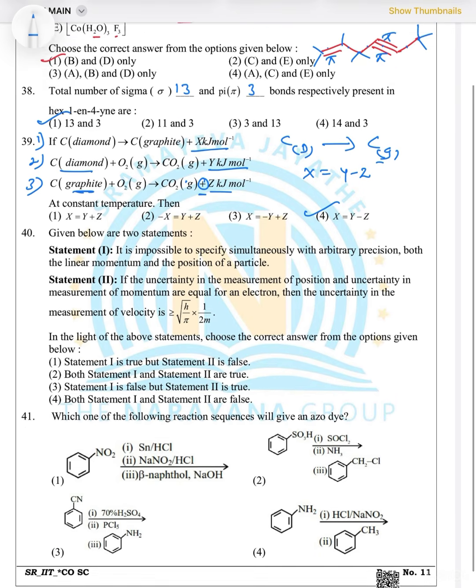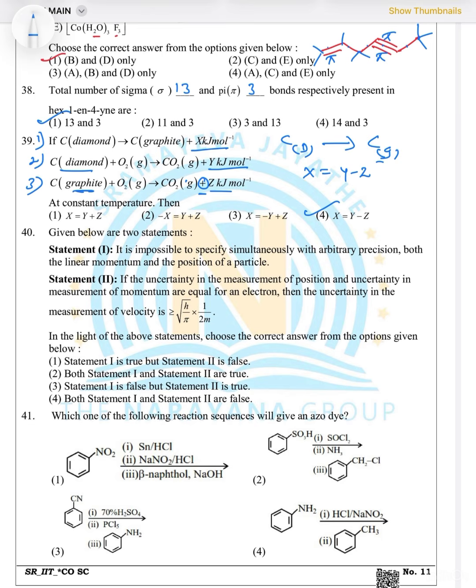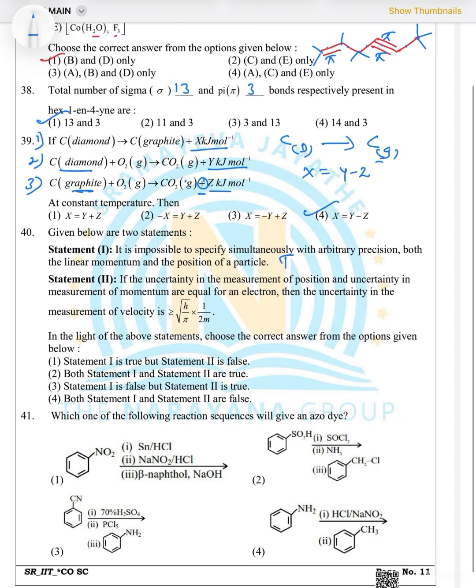Next. Statement 1: it is impossible to specify simultaneously, with arbitrary precision, both the linear momentum and the position of a particle. Right. So this is a correct statement according to Heisenberg's uncertainty principle. It is impossible to measure the exact position and momentum of an electron accurately. So that is a correct statement.